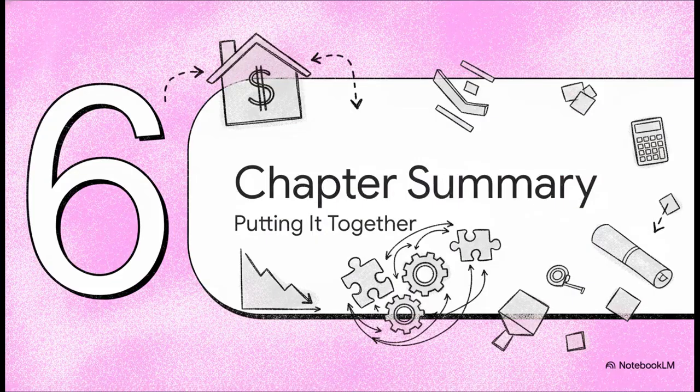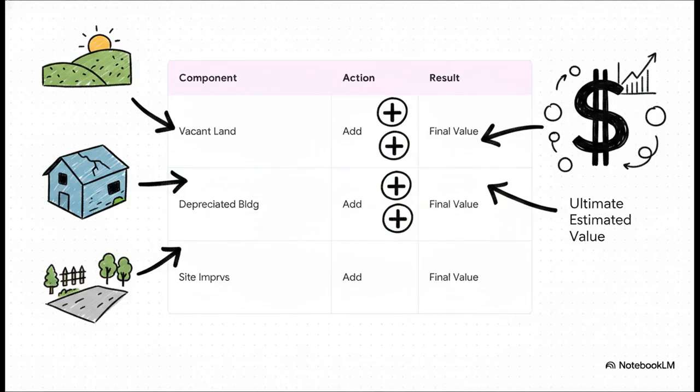Finally, Section 6, Chapter Summary, putting it all together. Let's transition into our final recap to synthesize these highly technical concepts into an easily memorable final exam takeaway. And this brilliantly illustrates exactly what happens in that crucial final step of the valuation process. Step 6 finally takes that independent vacant land value from Step 1, which, again, never depreciates, and adds it back to the depreciated building value, plus the depreciated site improvements. Adding those three individual components together produces the ultimate estimated value of the property under the cost depreciation approach. It's like putting together the final pieces of a puzzle.